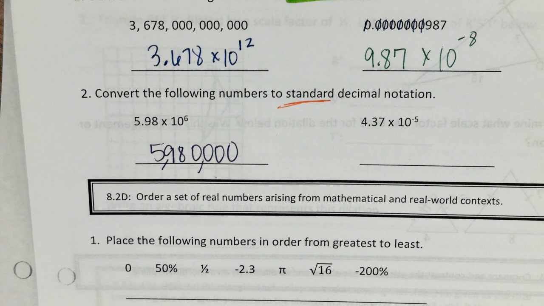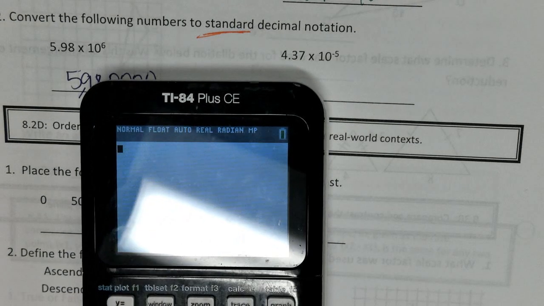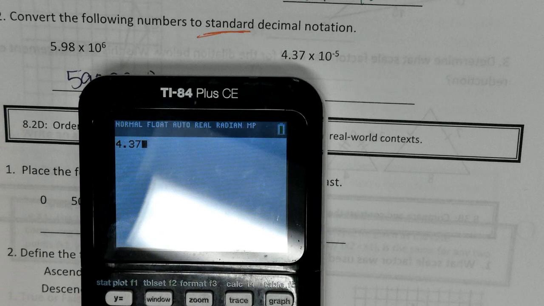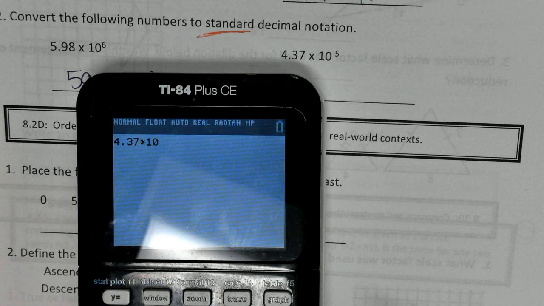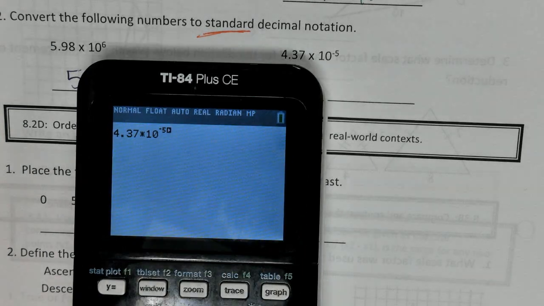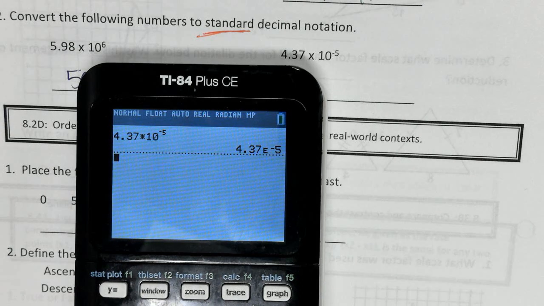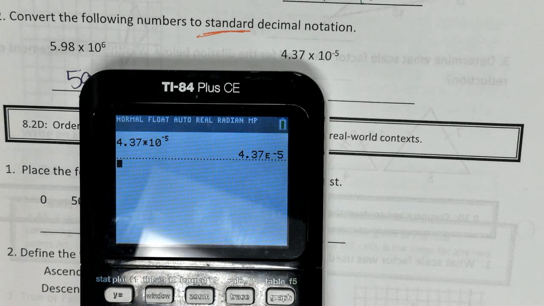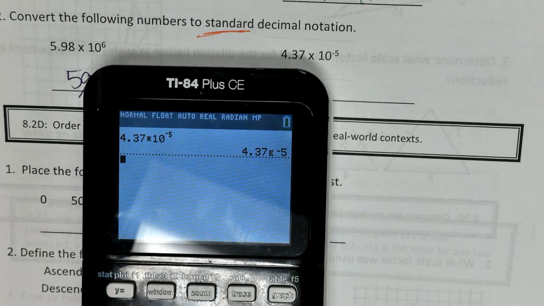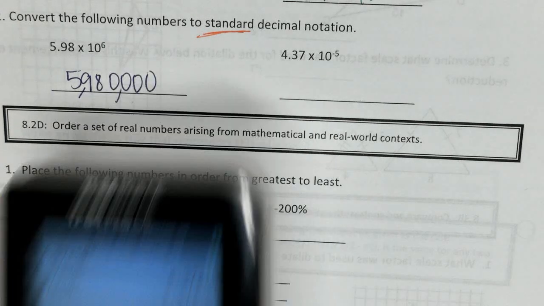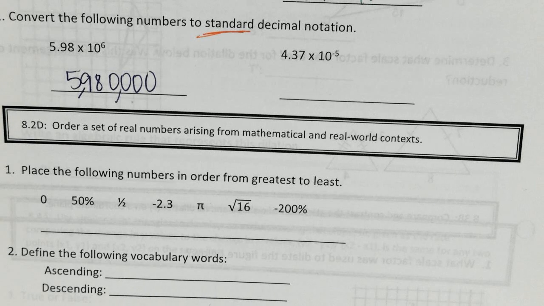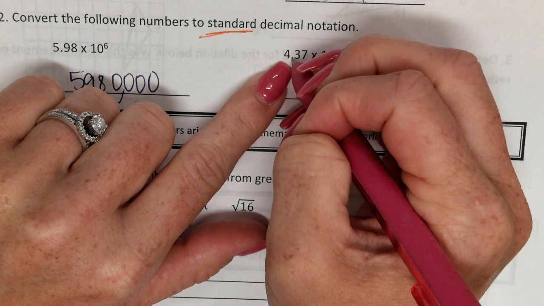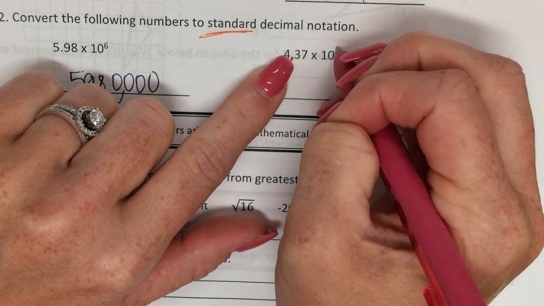Now let's see if the calculator will do this next one or if we're going to have to do it by hand. So we're going to type in 4.37 times 10 raised to the negative 5 power. Did the calculator put that in normal form? No. Why? I don't know. The calculator just doesn't like doing it sometimes. So we're going to go do it by hand by moving this decimal, yes, this many times.